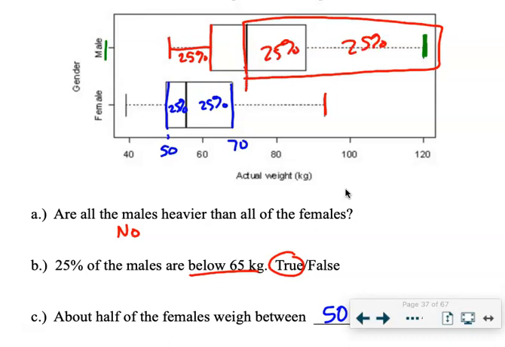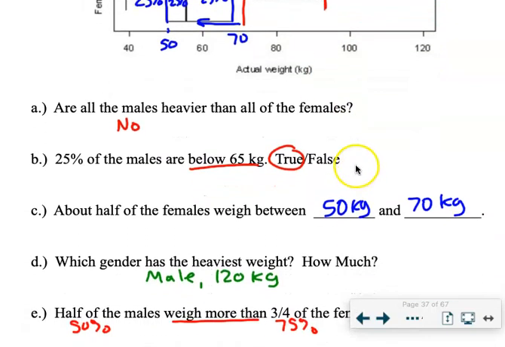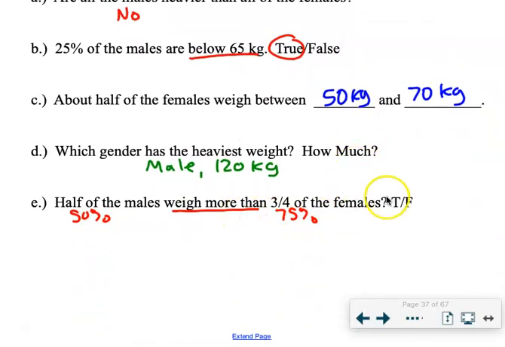So from this point on, is there 75% below that for females? We already know that this piece is 25 and this is 25. This is also 25%. So we have 75% below this piece, where the 50% mark of males is. So this is actually a true sentence. There's 75% below that mark. Only about 25% of the females weigh as much as the top half of males. This is true.